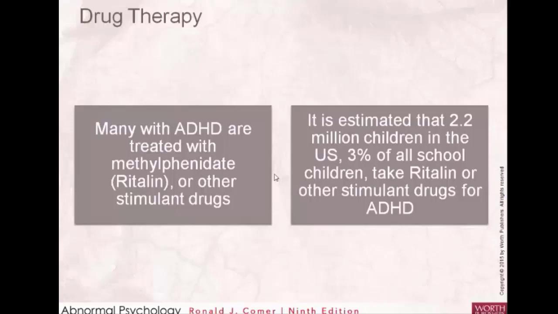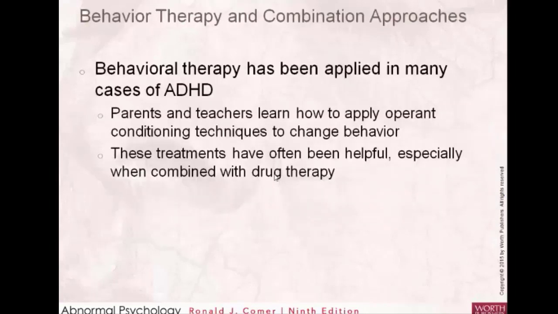It is estimated that 2.2 million children in the U.S. take Ritalin or some other stimulant drug for ADHD. So that's about 3% of the school population. And I would imagine that these numbers will probably continue to rise. Now, as you may have already been able to pick up, I have some concerns about the issues, the side effects that come along with medicating young children, specifically with stimulant medications. Obviously, ADHD, though, can be a serious issue that can impact a person's school performance, and so parents have a lot of difficult decisions to make in this area.